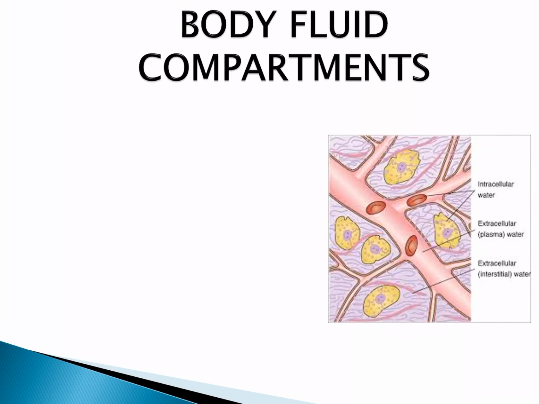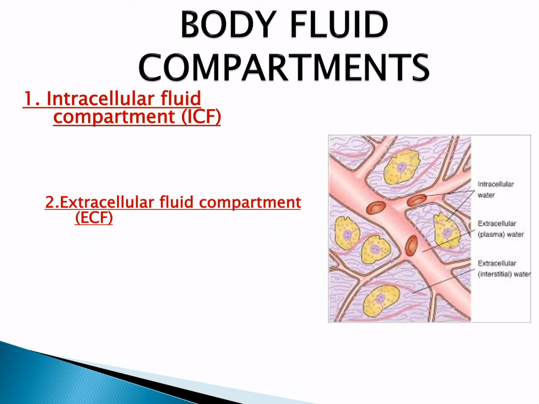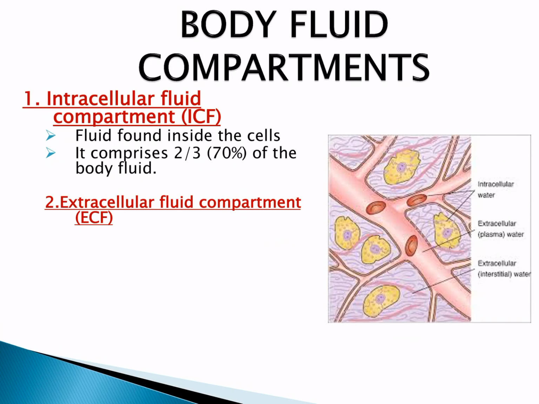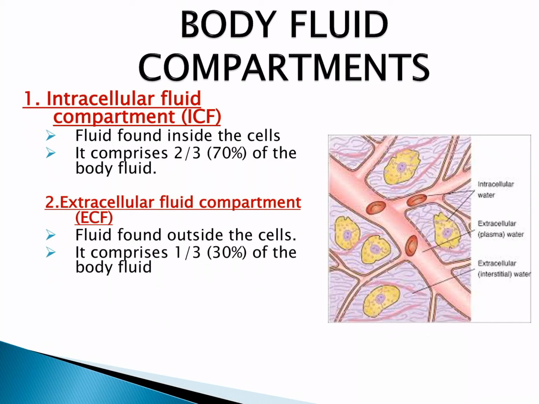So now let's proceed to body fluid compartments. Our body fluid compartments are composed of two compartments. First, we have your intracellular fluid compartment, also known as your ICF. We also have your extracellular fluid compartment, also known as your ECF. Your ICF is the fluid found inside the cells, and it comprises 2/3 or 70% of the body fluid. On the other hand, your ECF is the fluid found outside the cell, and it comprises 1/3 or 30% of the body fluid.